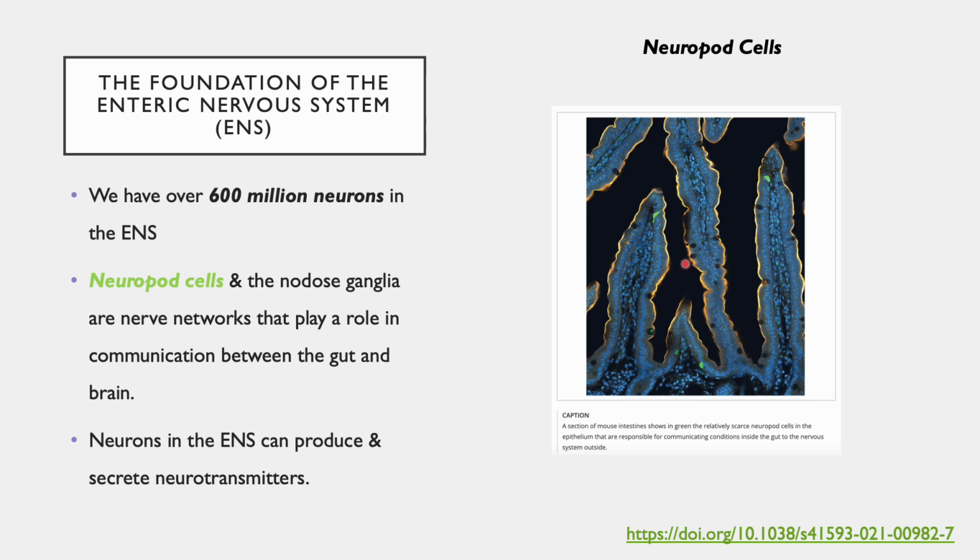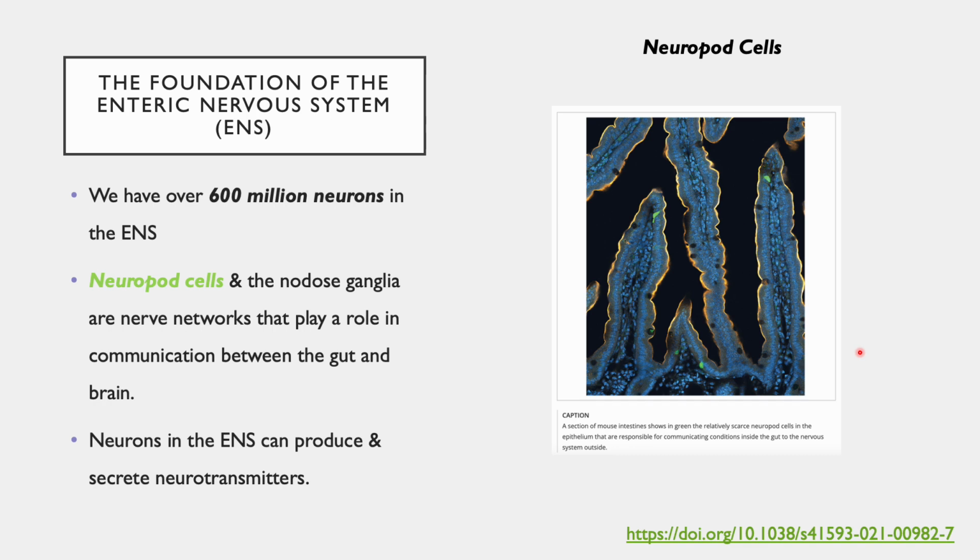So here in this image, the reason that I have neuropod cells highlighted in green is because the cells here that are green are neuropod cells themselves. There are very few neuropod cells in this picture, but this finding was really amazing, especially for the science of the gut-brain axis, because it showed us that these nerve cells in the enteric nervous system are playing a role in communication between the gut and the brain.